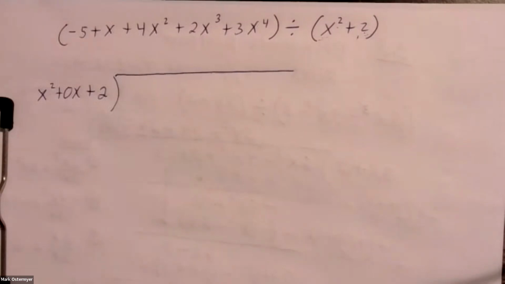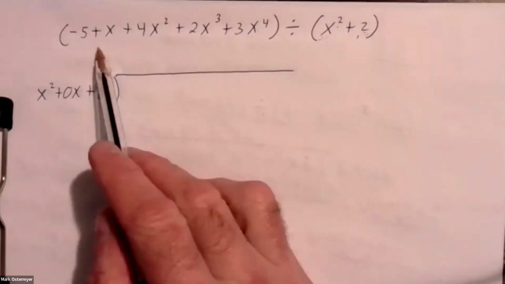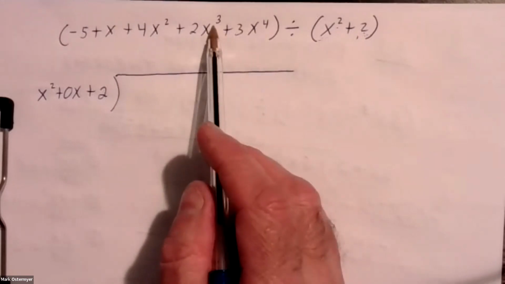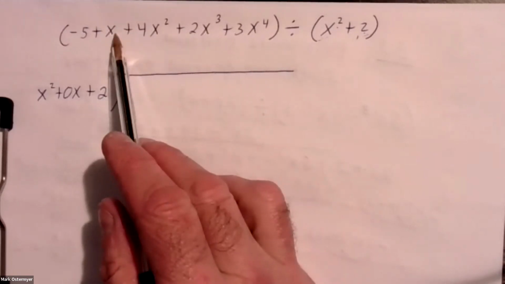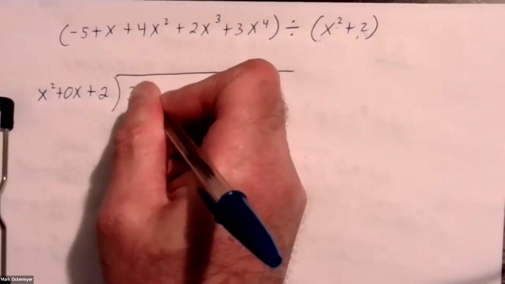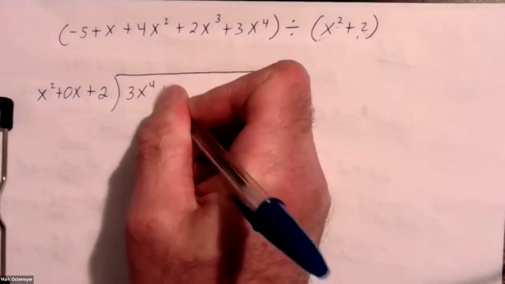Notice my dividend is all messed up too. It's not in descending order for one thing. And am I missing any powers of x? I have a 4th degree term, 3rd degree term, 2nd degree term, 1st degree term, 0 degree term. It looks like we're not missing any powers of x, but we need to put this in descending order.